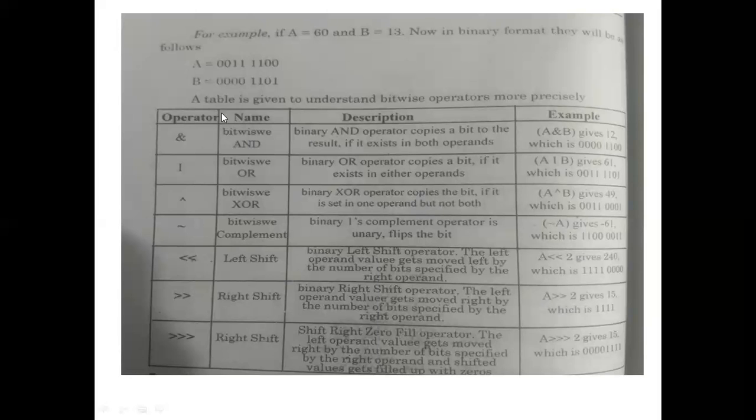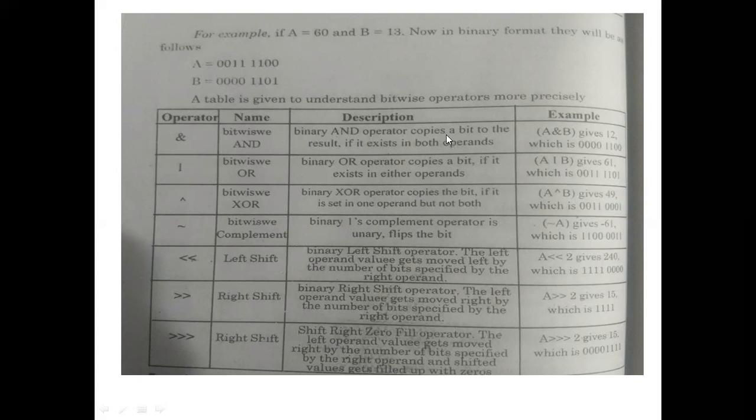So for example here, suppose the value of a is 60 and value of b is 30. Now in binary format, the binary value of 60 is 00111100. This is the binary value of 60 and this is the binary value of 30. So a table is given to understand bitwise operators more precisely. The operator & is known as bitwise AND. This is bitwise OR. This is bitwise XOR. This is bitwise complement. This is left shift, and right shift.